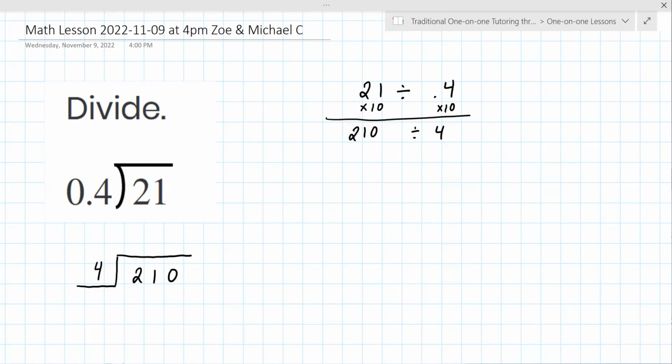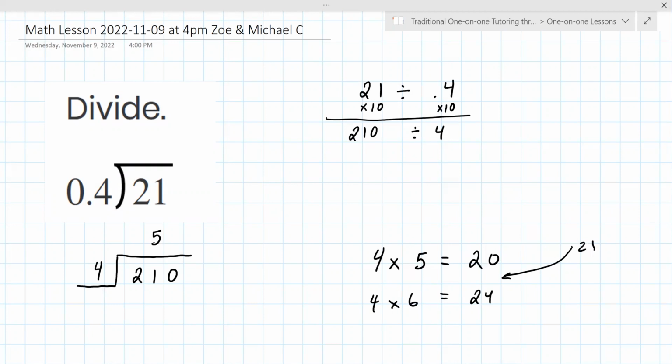21 times. Okay, so here's one way I do it. What is 4 times 5? 4 times 5 is 20. And 4 times 6 is 24. Do you see that 21 is between them? Yeah. So you want to find the one that's just a little bit smaller and then use that.